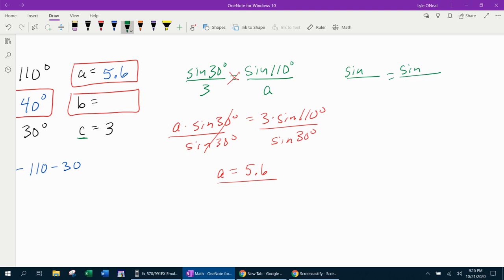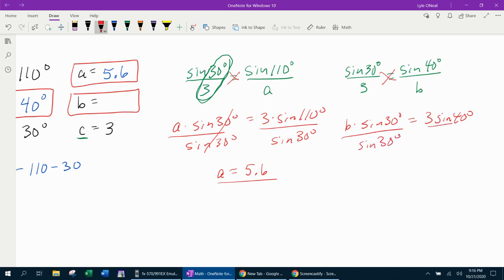Now this is where I get to tell you it's good to recycle. The fraction that had numbers top and bottom, we're going to recycle that. Now we're looking for little b, so above that we need angle B. And once you get your proportion set up, then you cross multiply. Here we go. b sine of 30 equals 3 sine of 40.